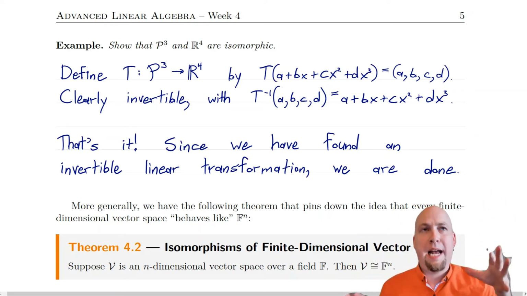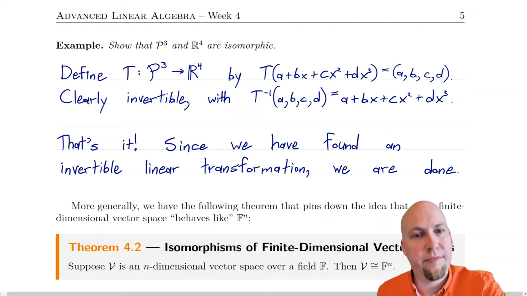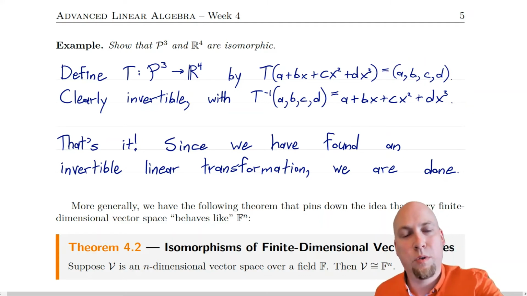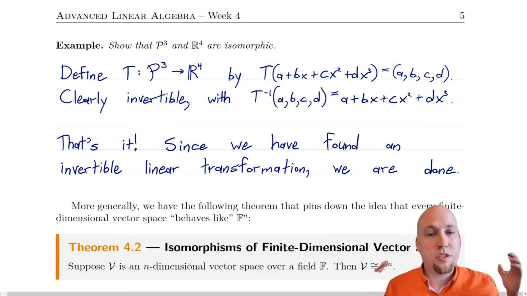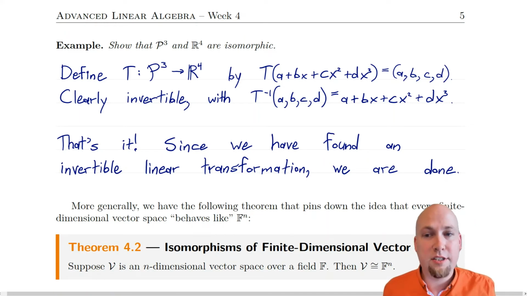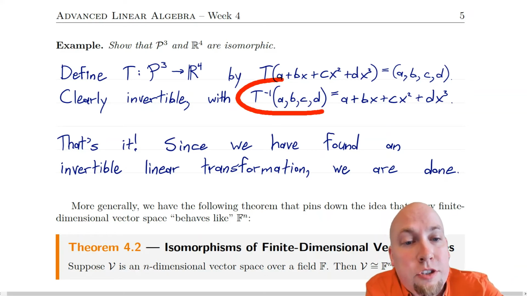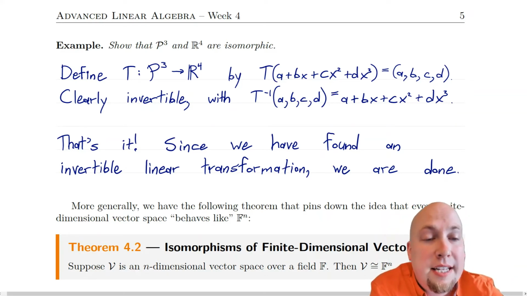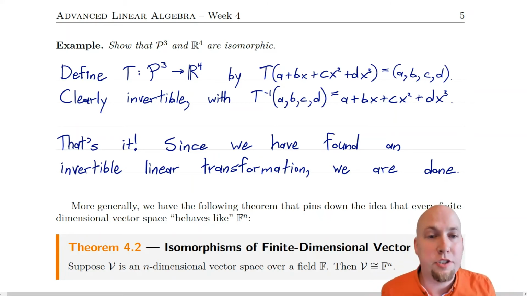Well, how can I map that to R4 in a reasonably natural way that is invertible? Well, just list out those 4 coefficients, the a, b, c, and d, and throw them into a vector with 4 entries. In other words, throw it into a vector that lives in R4. Well, it's straightforward to show that that's a linear transformation, and furthermore, it's invertible because you can map back the other way. The inverse linear transformation just sends (a, b, c, d) to that polynomial that we started with, a plus bx plus cx squared plus dx cubed. And again, that's a linear transformation.